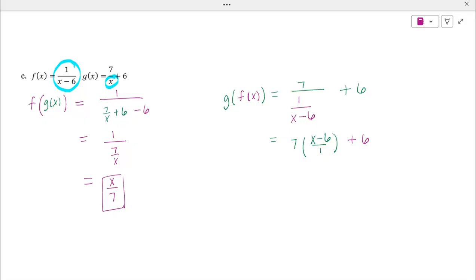So this would be 7x minus 42 plus 6, which is 7x minus 36. Again, both of these fractions are not equal to each other, and this is how we find what's called their composition functions.